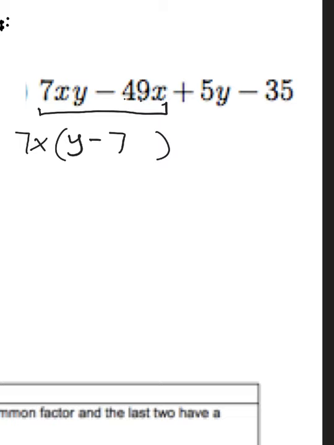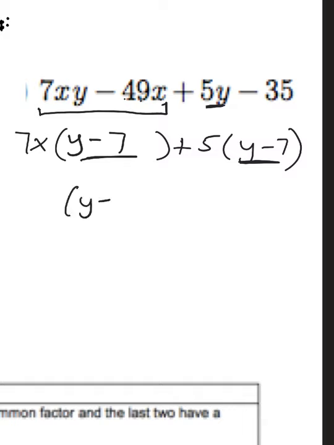Now, because I know what the end game is going to look like, I'm actually just going to write over here y minus 7. And then I'm going to make sure I put up front whatever I need to put out front so that this adds up to being 5y minus 35. I know if I put a 5 out here and I distribute it, I will end up getting 5y minus 35. The common factor is y minus 7. And when I rewrite this, factoring inside is 7x plus 5.